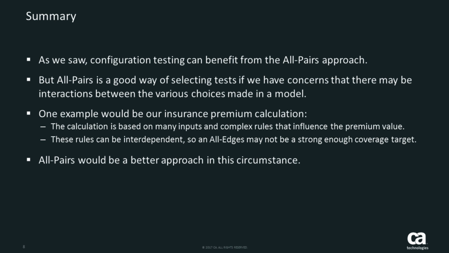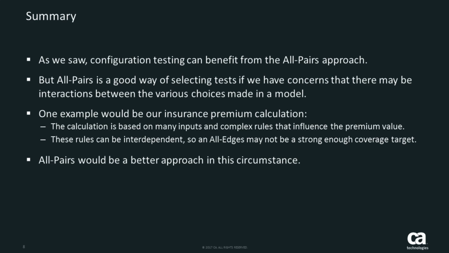Now, one example where AllPairs might be helpful to you would be in an insurance premium calculation. I mentioned this earlier. In these kind of calculations, the outcome, the premium value, is based on many inputs, 10, 20, 30, who knows, different inputs. And there are very complex rules and logic behind each of these calculations. So there's a good chance that one input could influence several of these rules. And so there may be interactions between the rules that are really difficult to predict ahead of time.